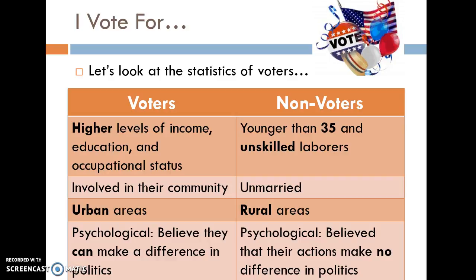So non-voters tend to be younger than 35. Voters tend to be really involved in the community. The voters generally live in urban areas, and they believe they can make a difference in politics. Non-voters are younger than 35, unskilled laborers, unmarried, they're more likely to live in rural areas, and they believe their actions don't really make a difference in politics.